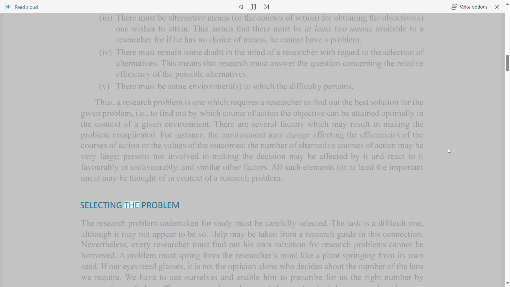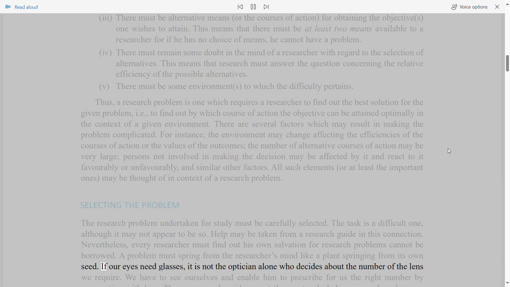Selecting the problem. The research problem undertaken for study must be carefully selected. The task is a difficult one, although it may not appear to be so. Help may be taken from a research guide in this connection. Nevertheless, every researcher must find out his own salvation, for research problems cannot be borrowed. A problem must spring from the researcher's mind like a plant springing from its own seed.